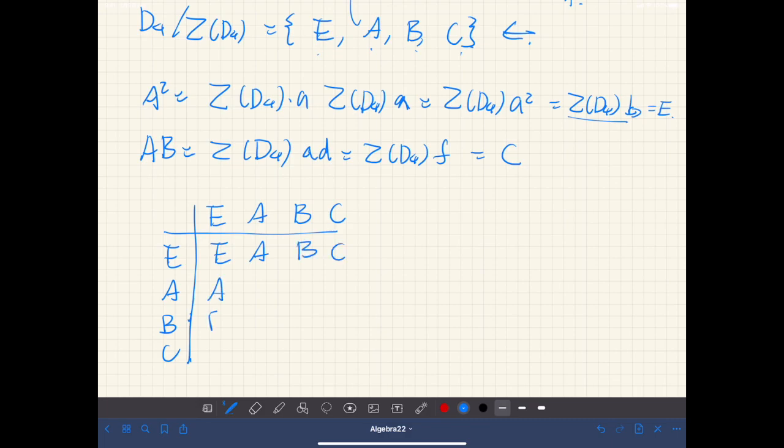this was E, and AB was C, and if you continue this, you find this result. E, A, B, A, E. And this is actually the same Cayley table as the Klein four-group.